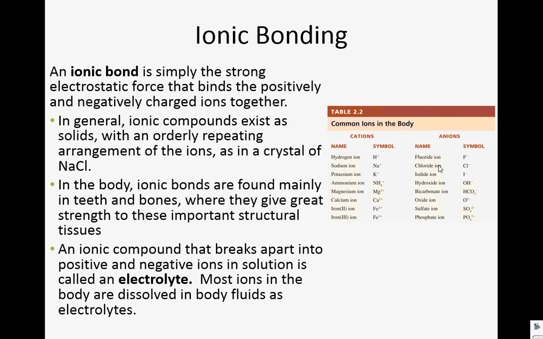In general, ionic compounds exist as solids with an orderly repeating arrangement of the ions, as in a crystal of sodium chloride. In the body, ionic bonds are found mainly in teeth and bones, where they give great strength to these important structural tissues. We can take, for example, calcium, Ca2+. The 2+ tells us now that calcium lost how many electrons? Not 1, but 2. And now it's got 2 extra positive charges. Calcium will combine with phosphate, PO4, with 3 negative charges.